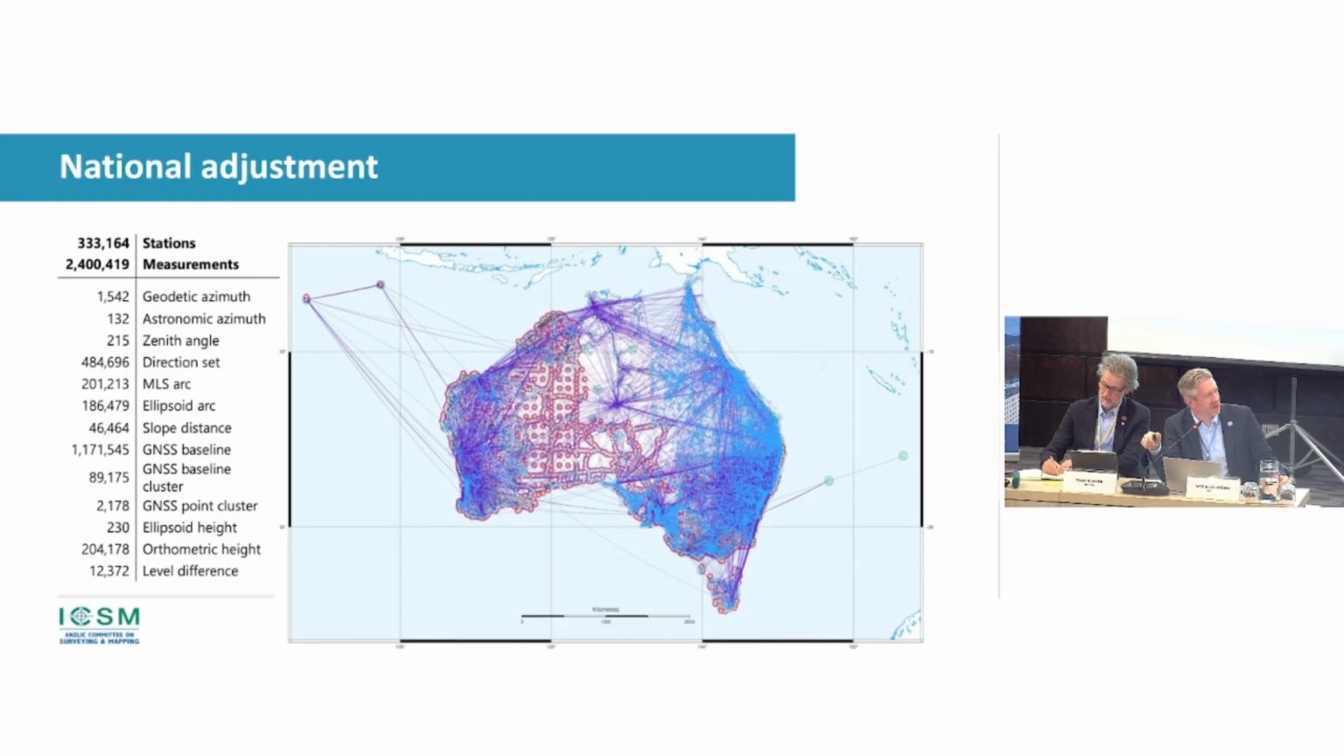Here's an example of the continental scale adjustment that we did in Australia a few years ago now. There were over 300,000 stations and over 2.4 million measurements that went into this. You can get to a point where you can throw every data set that you have into this adjustment. We had geodetic azimuths, which are very old data sets, but we also had things like GNSS baselines that we put in. Ellipsoidal heights, orthometric heights, leveled height differences, slope distances. You can take any type of measurement that you have and make sure that you are using all the data that's available to you to put into one national adjustment.